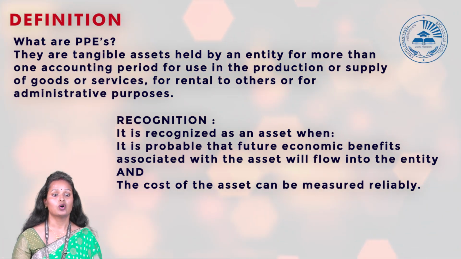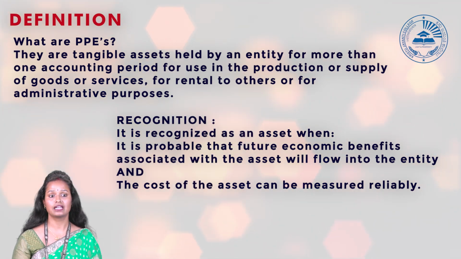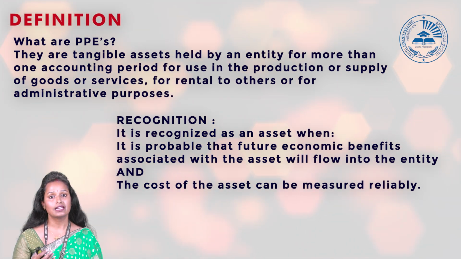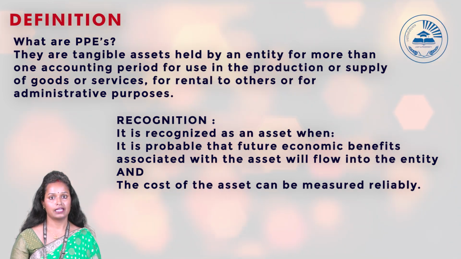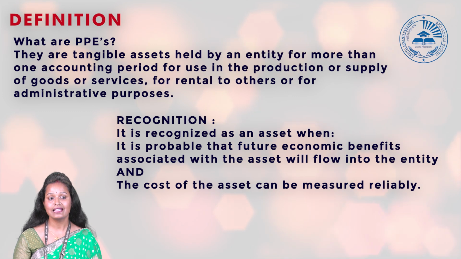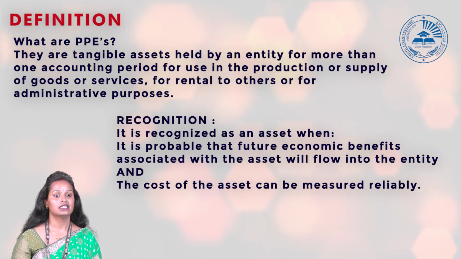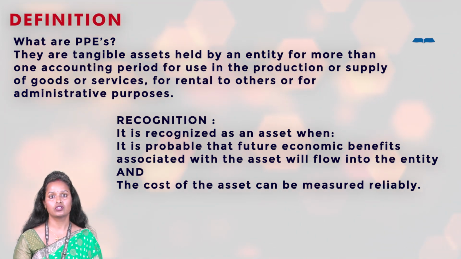Now, how will we recognize it? Now we are clear with the definition of property, plant and equipment. Now we have to see how we are going to recognize the same. So two criteria are there. If both the criteria are fulfilled, then only we will recognize it as an asset. Now what are those criteria? The very first is there must be a future economic benefit of that particular asset.